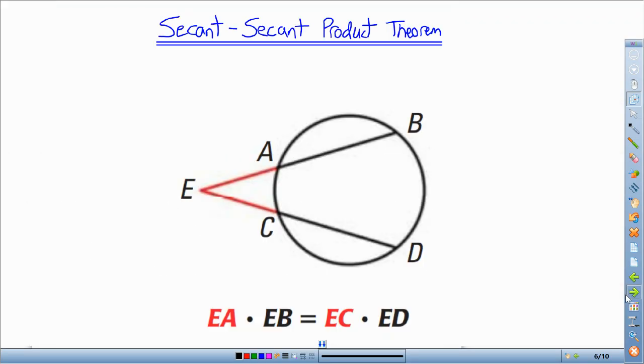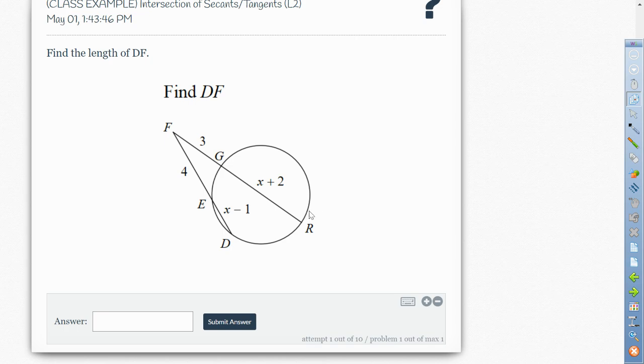All right, so quick reminder. Okay, secant is when we take the outer segment and we multiply times the entire secant line. That means adding together the two parts of the line. All right, so let's see what happens on this one.